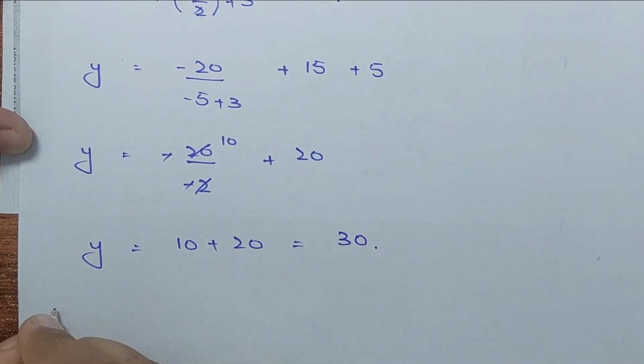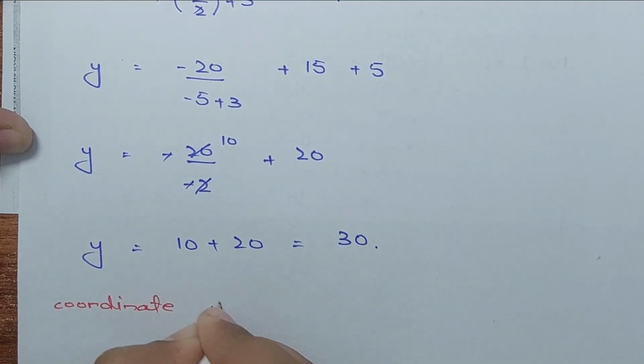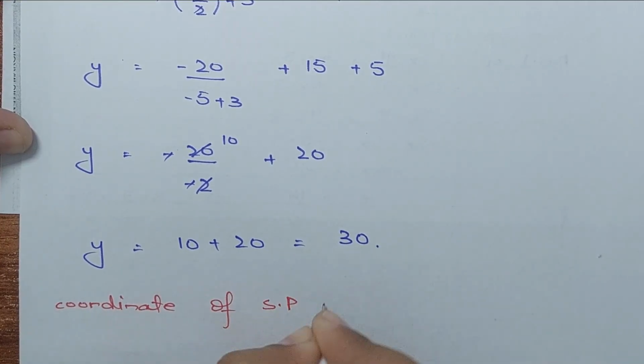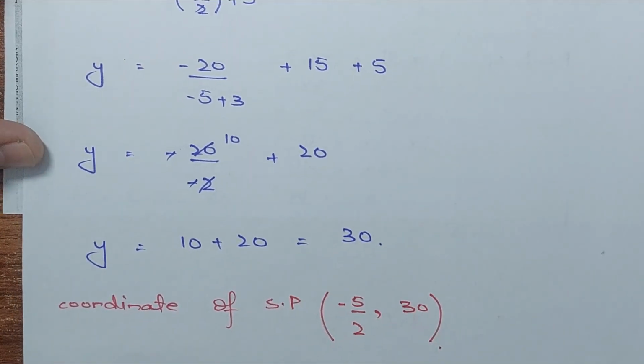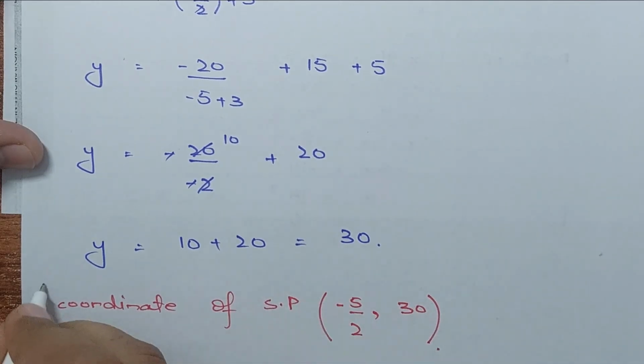Right. Now the second coordinate of the stationary point, when the x value is minus 5 by 2, the y value is 30. This is your second coordinate of the stationary point.